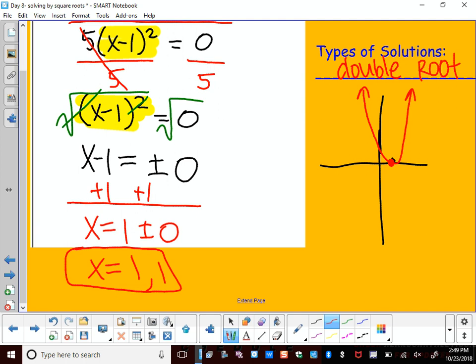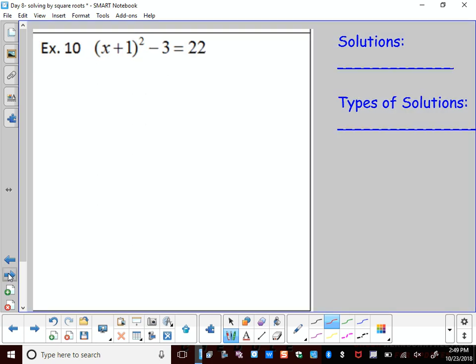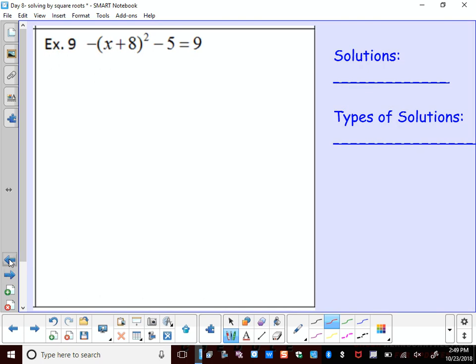Make sense? All right, your exit ticket, you cannot leave until you do either 9 or 10. Actually, do 10. Do 10 instead of 9. 9's going to confuse you. We'll do that one together.